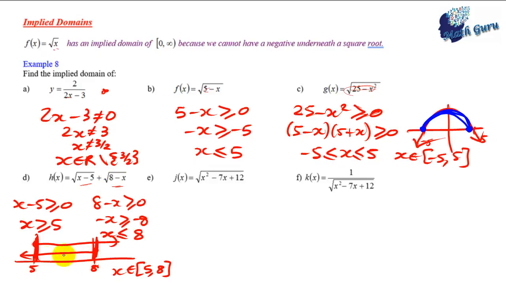If we put a value outside of that domain, say if I put 9 into it, 9 minus 5 is fine, but if I put it into here, I get 8 minus 9, which is negative, which we can't do. So we can only use values between 5 and 8.